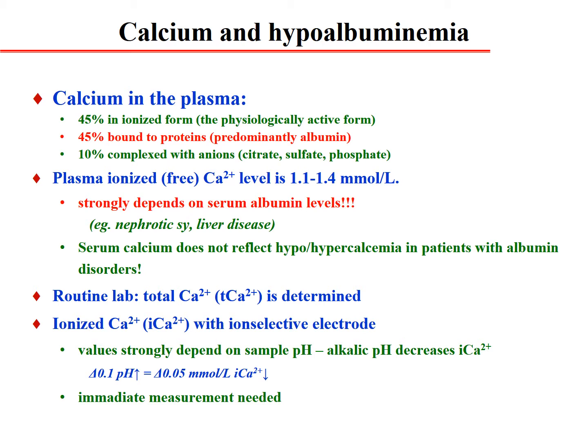Another very important thing is that pH will alter the bound calcium very much, because if the pH increases, that will decrease the ionized calcium, as the albumin charges change and more calcium binds to the albumin. So if the pH changes by about 0.1, that can change the ionized calcium level by about 0.05 millimole per liter.